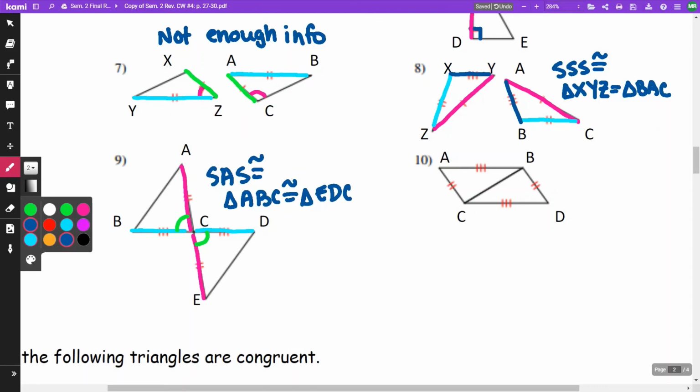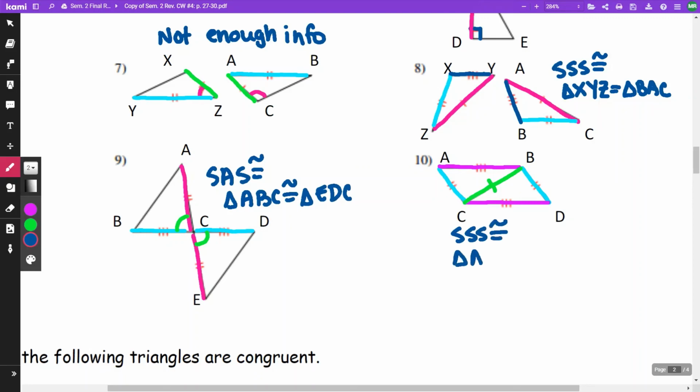On number 10, I have this AC with a double mark and this BD with a double mark. I have this AB with a triple mark and this CD with a triple mark. And then this side is going to be the same in both triangles by reflexive property. So this is going to be side, side, side.